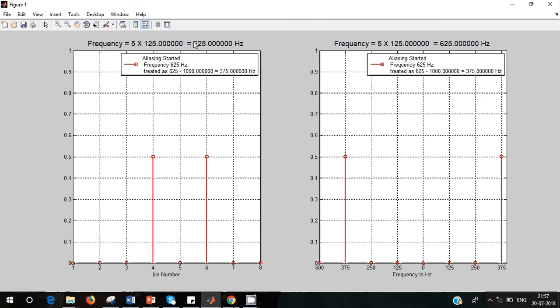375 hertz signal. If you're considering the peak here, this is a 375 hertz signal. You remember your signal is actually 625. You're sampling below Nyquist frequency. That signal is treated as a 375 hertz signal.